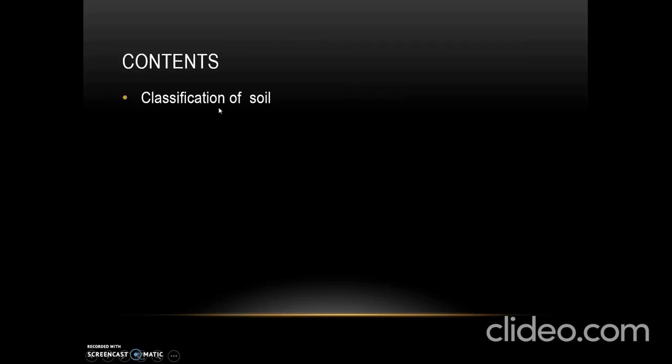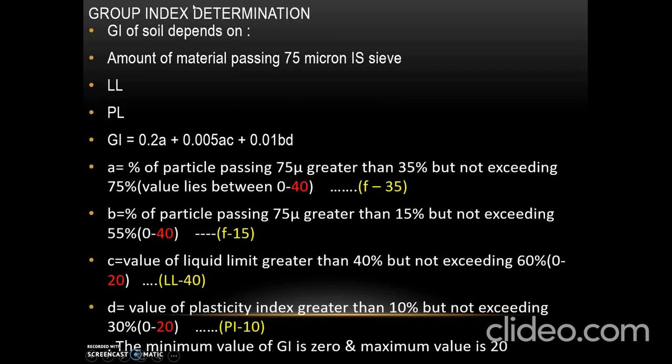In this presentation, we will continue with classification of soil. We already know the equation to find group index of soil, that is 0.2A plus 0.005AC plus 0.01BD. In this presentation, we will find out the value of group index, that is GI. Before that, let us be well versed with all the terms which are required to find GI.